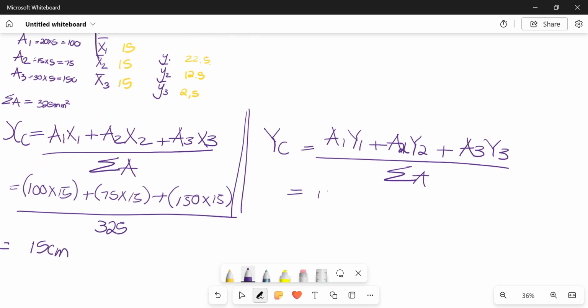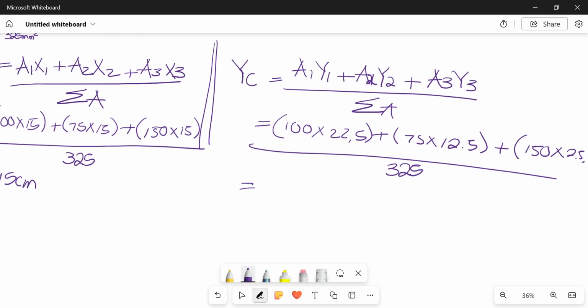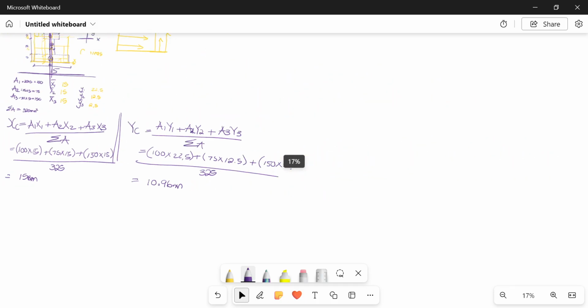So a1 was 100, y1 times 22.5 plus a2 75, y2 12.5 plus a3 150, y3 2.5, all divided by 325. Then you plug and play, and I end up with 10.96, well, for me it's millimeters, I don't know why I put centimeters, but you get the idea.